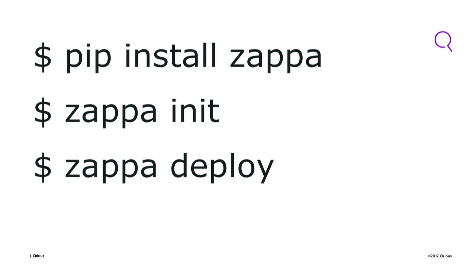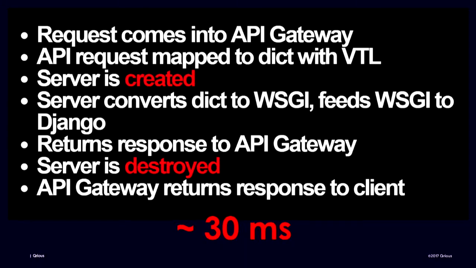That gets all the permissions and S3 buckets set up on Amazon for you. Zappa deploy, you're done. You've got a Lambda function deployed on AWS, and this is what it's gonna do for you.